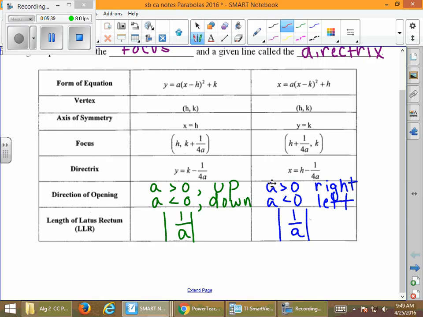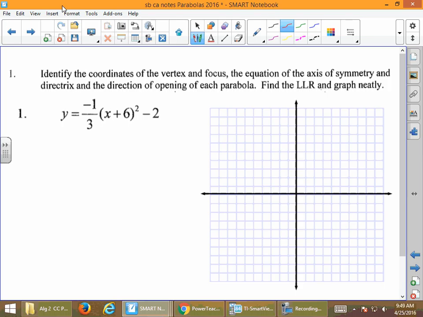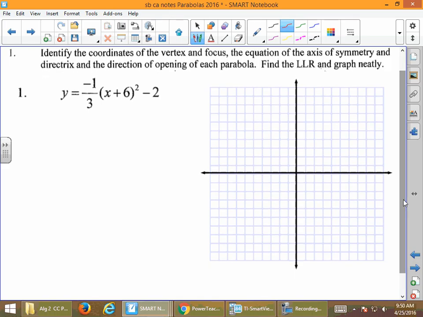So when we start here with our example, which is on that other piece of paper because I didn't want you to have to flip back and forth, this first example is already in the proper form. We already have y equals negative 1/3 times (x plus 6) quantity squared minus 2. And from here, we're going to identify all the different parts in our chart. The first part is the vertex.